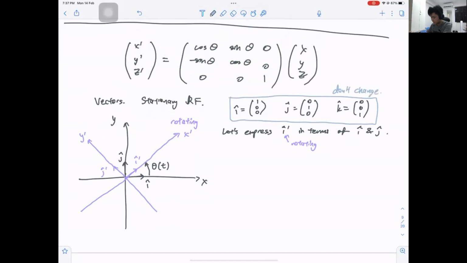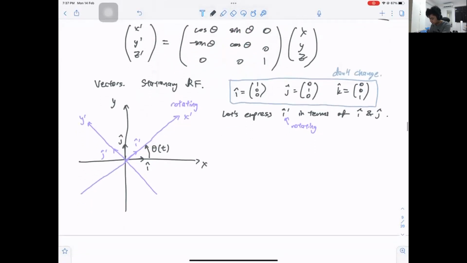So let's just make it clear over here that i hat, j hat, and k hat are fixed, whereas your i hat prime, j hat prime, and k hat prime are the ones that are rotating. In this case, k hat prime isn't moving, but i hat prime and j hat prime are changing with respect to time.